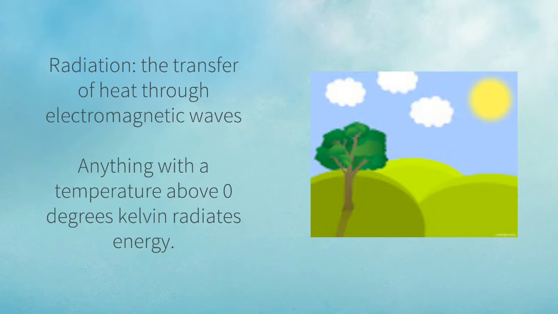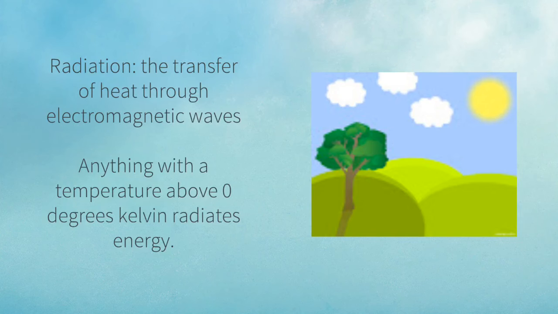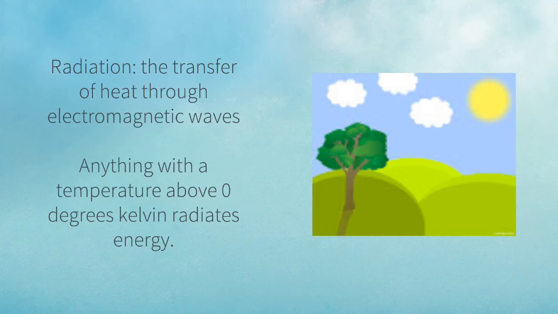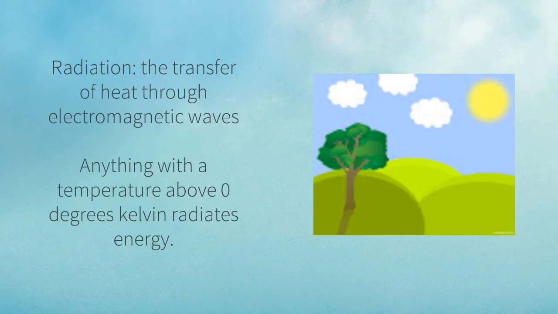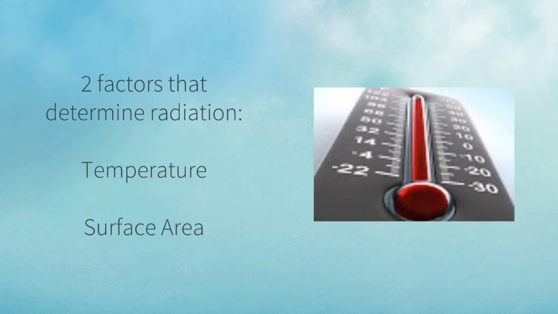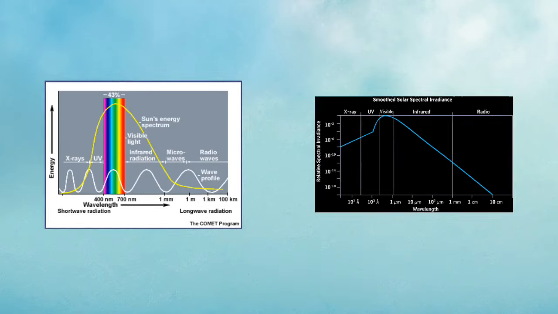Radiation is the transfer of heat that occurs through electromagnetic waves. Radiation is everywhere. Although we most often think of the sun radiating heat, most everything around us radiates energy. The grass, your car, even we do. There are two factors that determine how much heat something radiates. These are temperature and surface area.